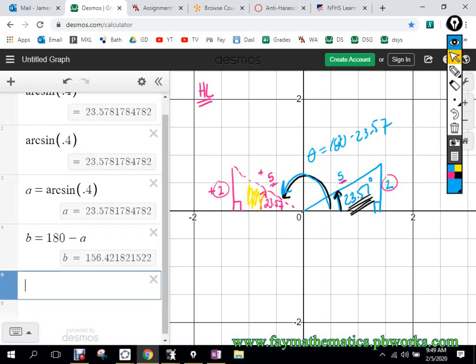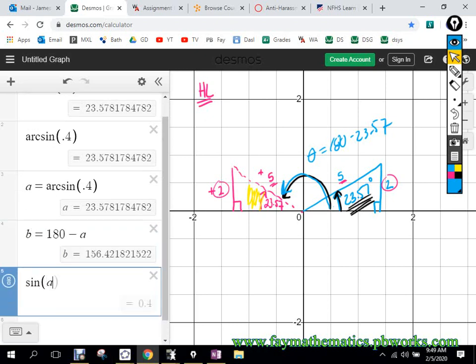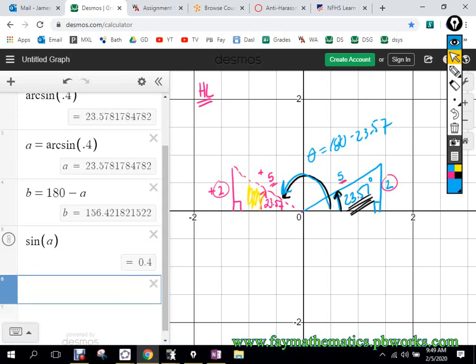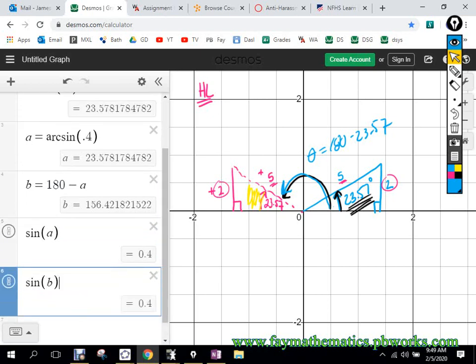Okay? So when I type in sine A here, it's really typing in sine of 23.57. It's putting that number in there, right? Did it give me 0.4? Okay. When I type in sine of B, it's really putting that number right there in. Did I get 0.4? Yeah. But when you use the inverse function key, your calculator will never, ever give you that 156 because the output for the sine inverse only goes from negative 90 to positive 90. 156 is not in there. Okay? So we have to use this process.